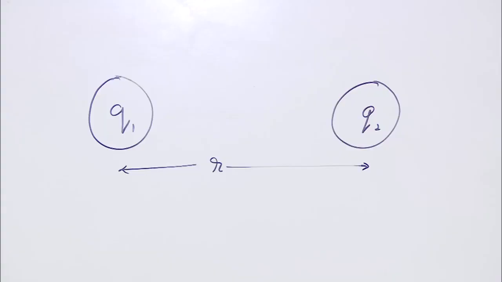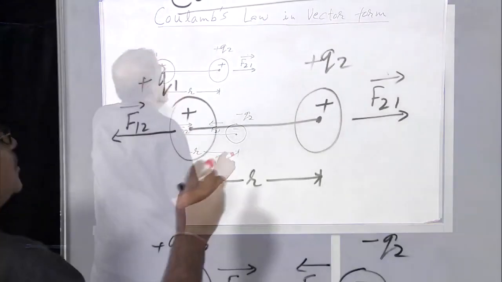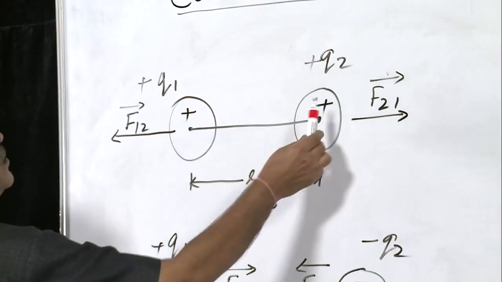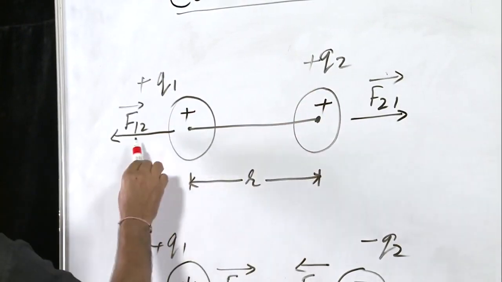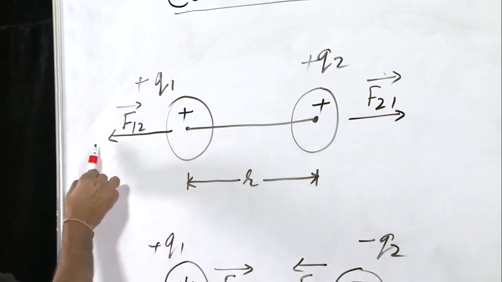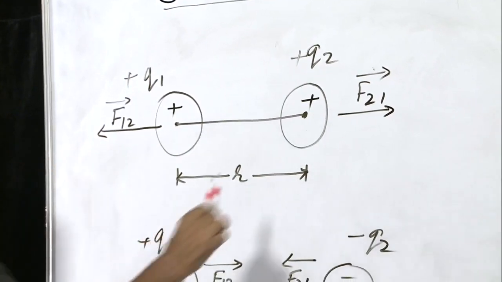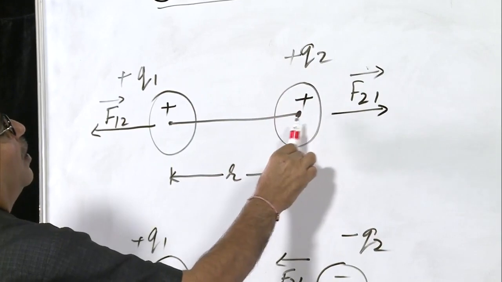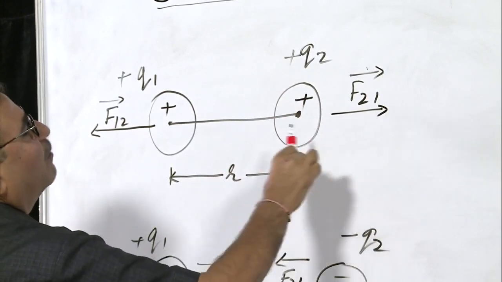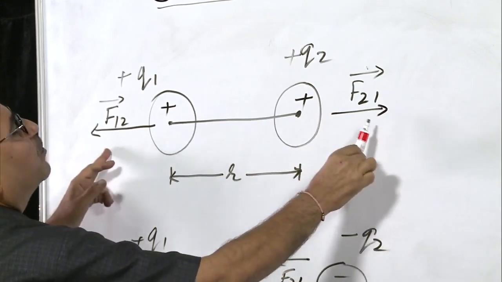Let there be 2 point charges Q1 and Q2. They are separated by a distance r. Let us come to the figure and see how the force acts on these two charges. This is charge plus Q1, this is charge plus Q2. Now, the force on charge 1 due to the charge 2 will be in this direction, means it is from right to left, and then the force on charge Q2 will be in the direction from left to right. So, F12 and F21, they are in opposite directions.